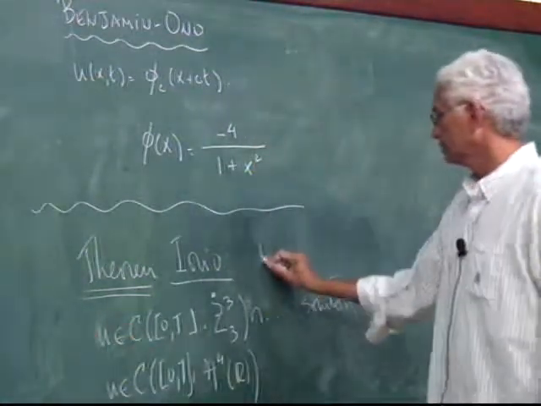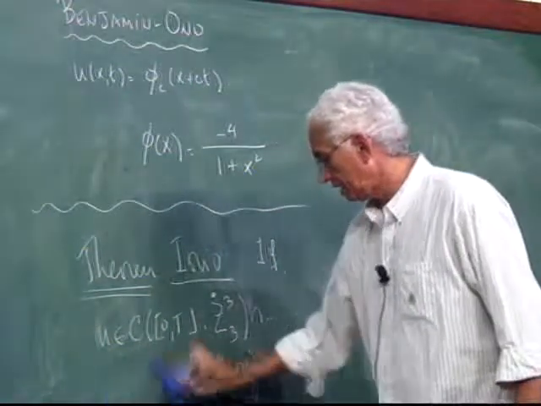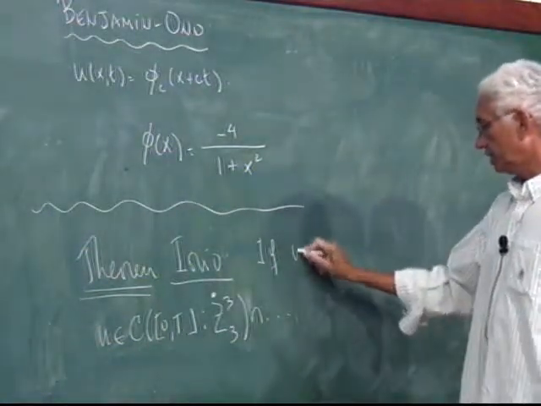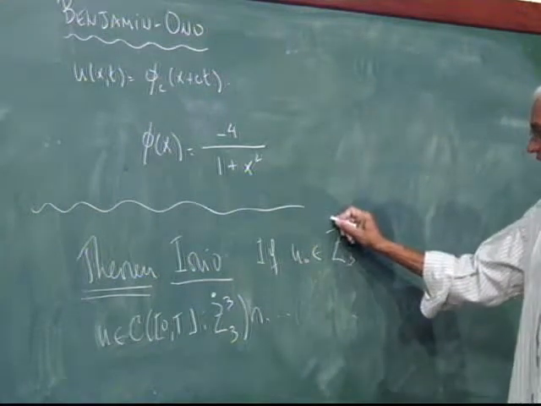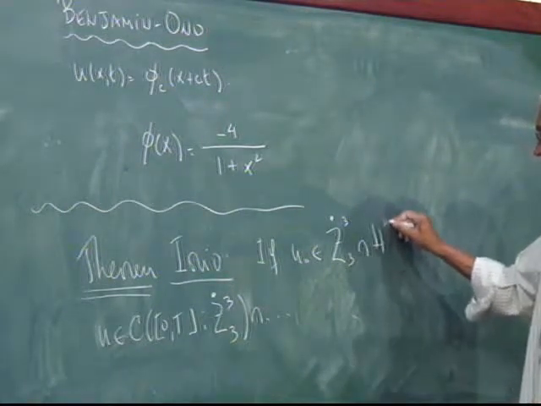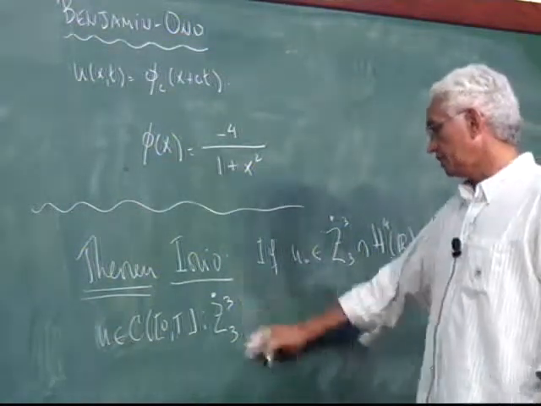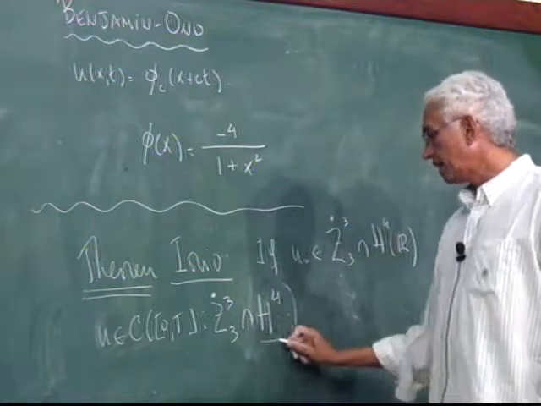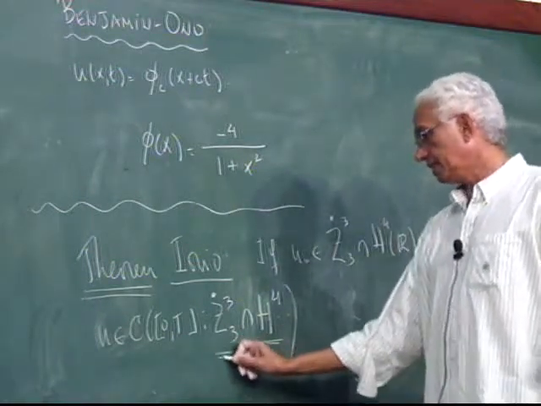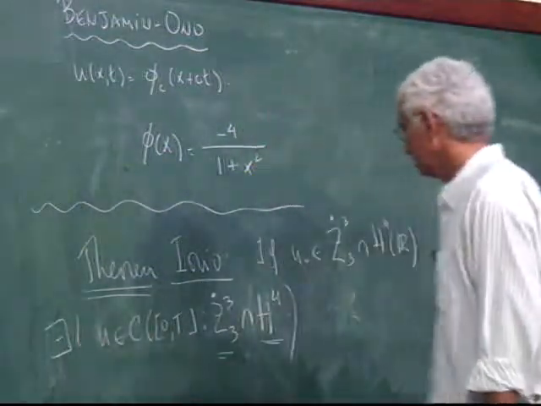Let me write it like this. If U sub 0 belongs to 3, 3, mean value 0, intersection H4, what Raphael proved is that you have the regularity 4, you have the decay 3, you have mean value 0. Then there exists a unique solution here.